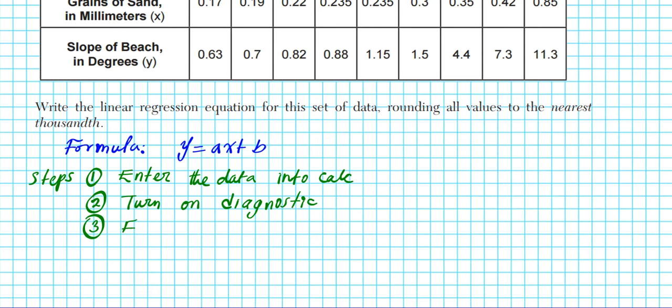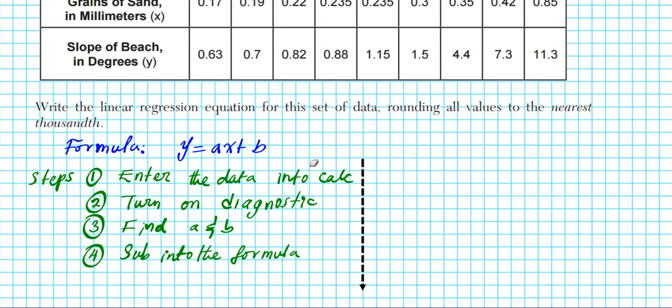All right. Now, after you turn on diagnostics, you're going to find A and B. We're going to be using the linear regression function to determine what A and B are. Okay, and then after we find A and B, we're going to finally substitute into the formula. If we know what A and B are, just plug it in here and we're good to go.